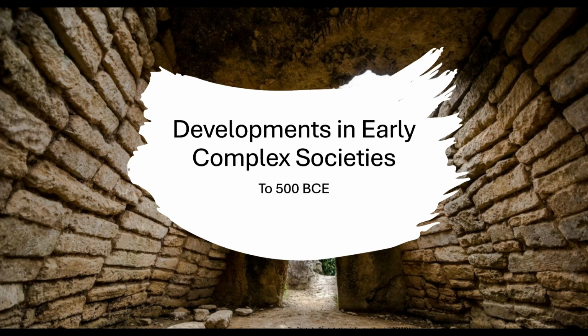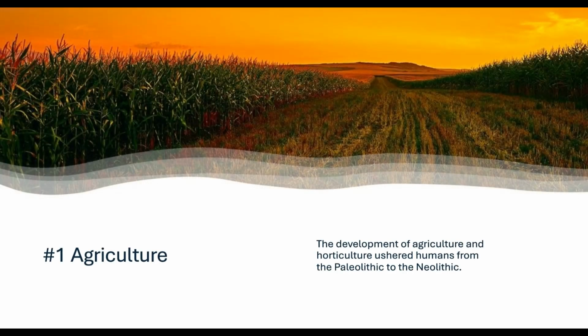Developments in early complex societies to 500 BCE. I believe that the three most important developments during this period are going to be agriculture, government, and mathematics. So, first of all, agriculture.